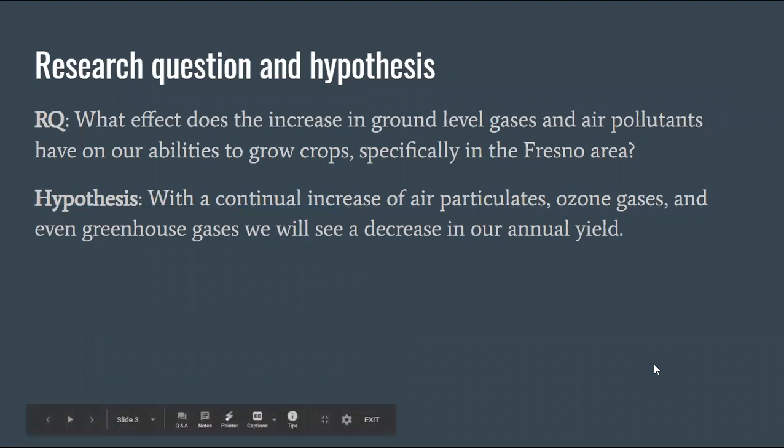The research question that we came up with is, what effect does the increase in ground level gases and air pollutants have on our abilities to grow crops, specifically in the Fresno area? For our hypothesis, we put that with a continual increase of air particulates, ozone gases, and even greenhouse gases, we will see a decrease in our annual yield. So for our results, we expect to see lower amounts of crop yields as emission levels and ozone gases increase.